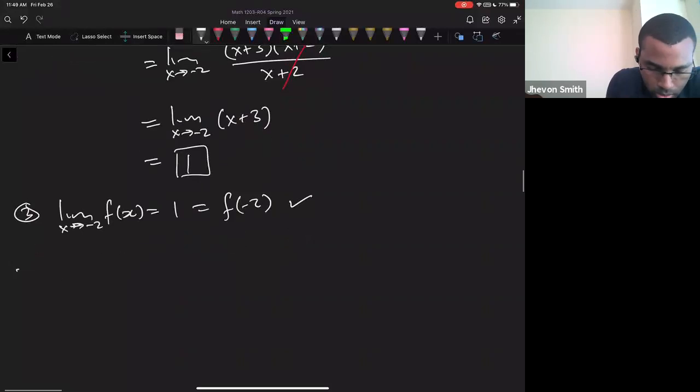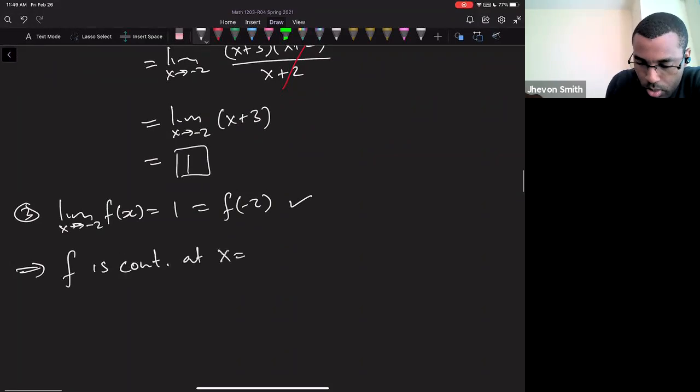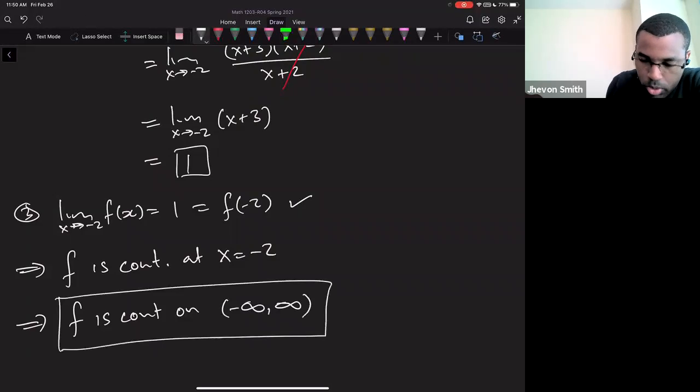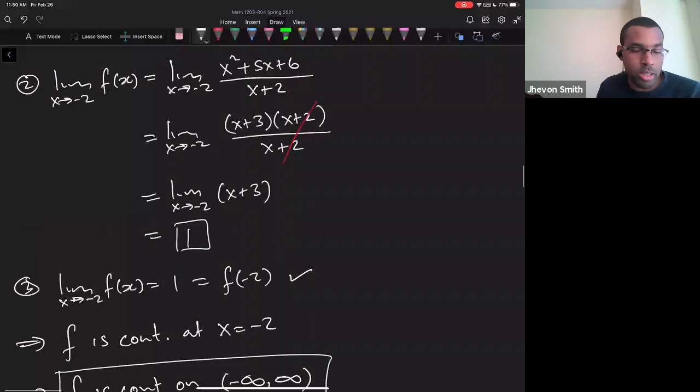So this means f is continuous at x equals -2, and this means f is continuous on the entire real line. So in fact, there's no difference between this function and the line y equals x plus 3, right? It's like the line y equals x plus 3, but it had a hole when x was -2, but we filled in that hole and we filled it in the right spot. So we're good.